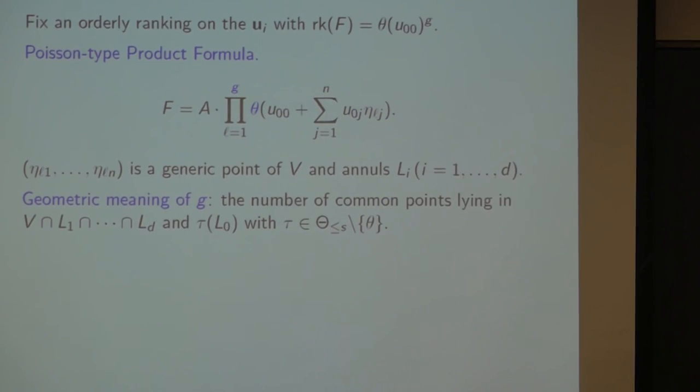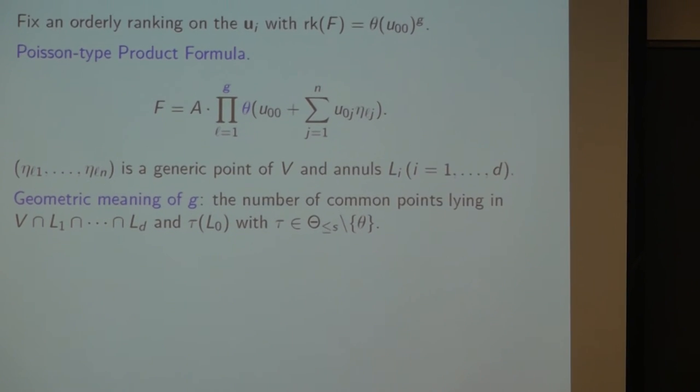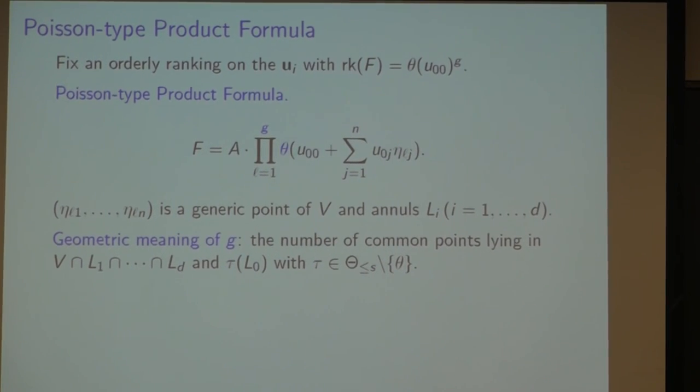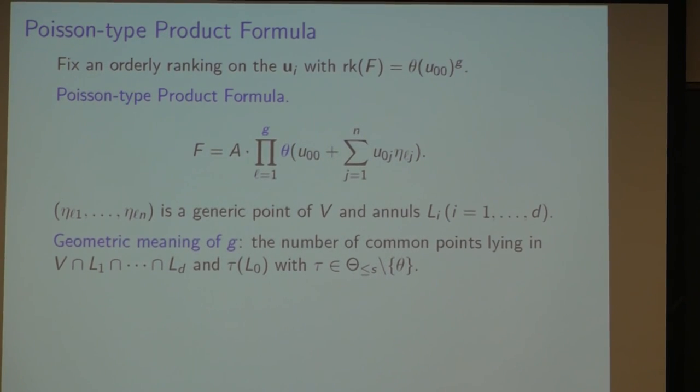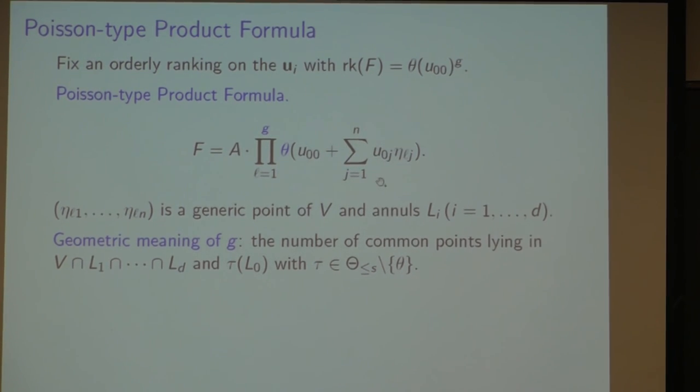And we also give the Poisson product formula. Unlike the ordinary case, here we should fix our orderly ranking and pick up the number of F. Here, the Poisson product formula is of this form. It is the product of G linear factors.